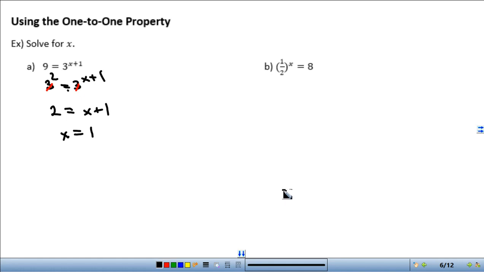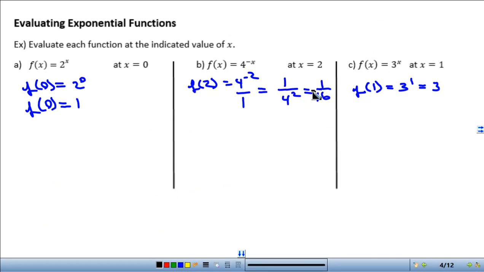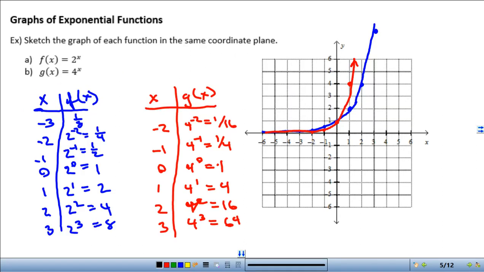There you go. I've got 1/2 to the x power. That's equal to 8. I can do a couple things with this. I can change this 8 into a 1/2 power, or I can actually change this 1/2 into a power of 2. And the way I do that, remember how I talked about you can take negative powers, you take the reciprocal? Well, I can do that too.